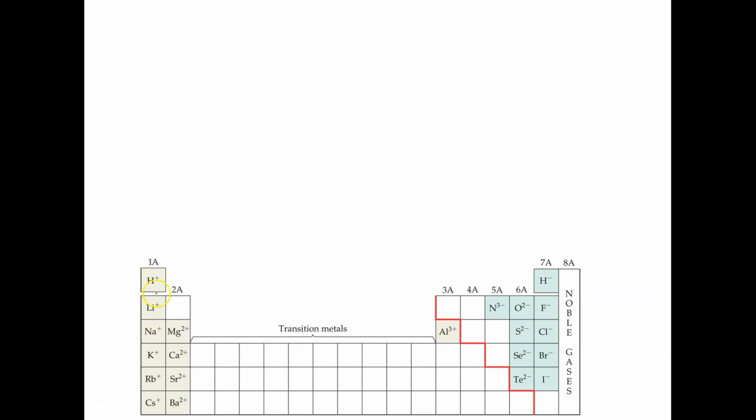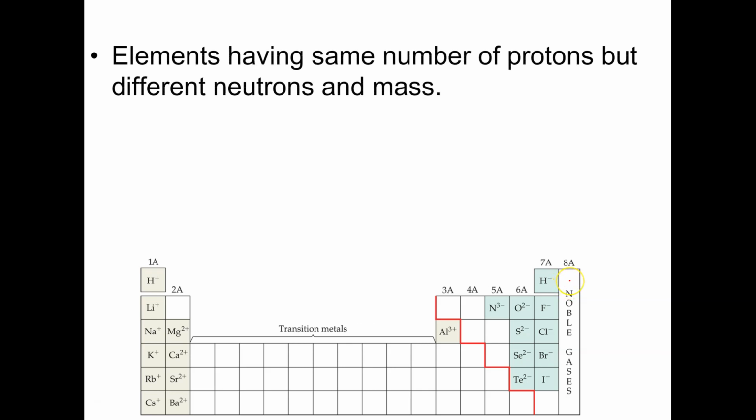You do need to know that certain groups have certain charges. Group 1 is positive 1. Group 2 is positive 2. Transition metals charges are variable. Some of them have multiple charges, so that's why you don't see a listing of charges here. Group 3A with aluminum is positive 3. 4A is weird, so there's no set charges. 5A is negative 3, 6A is negative 2, 7A is negative 1. Noble gases, of course, have no charge because they don't form ions.